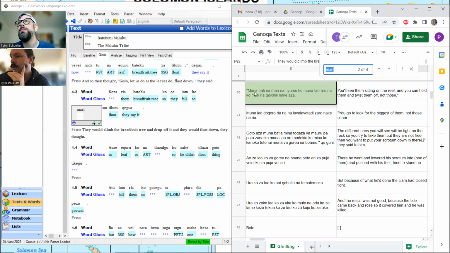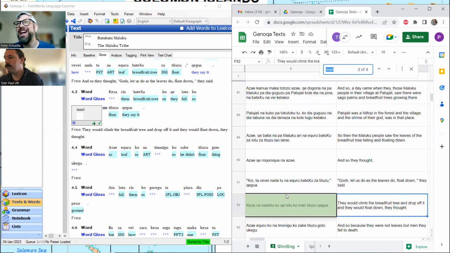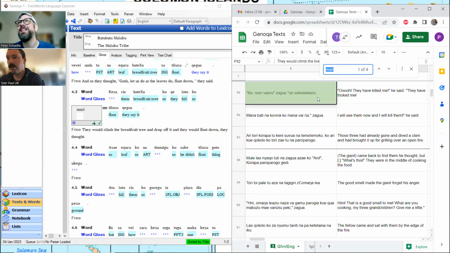Yeah, so now this is a good one. Munabati Ria Mari from a previous story. You'll see them sitting on the reef. Ria and Mari seem to have the same indexing. But yeah, Ria, they. But then okay, Mari Nanyumu, that's they are sitting. Okay. Yeah, it's got to be my guess, but not quite what I'm guessing here. Let's see. Think it's a last example? Okay, Mari Vaizu. Ooh, they have killed me, he said. They have tricked me. Right?